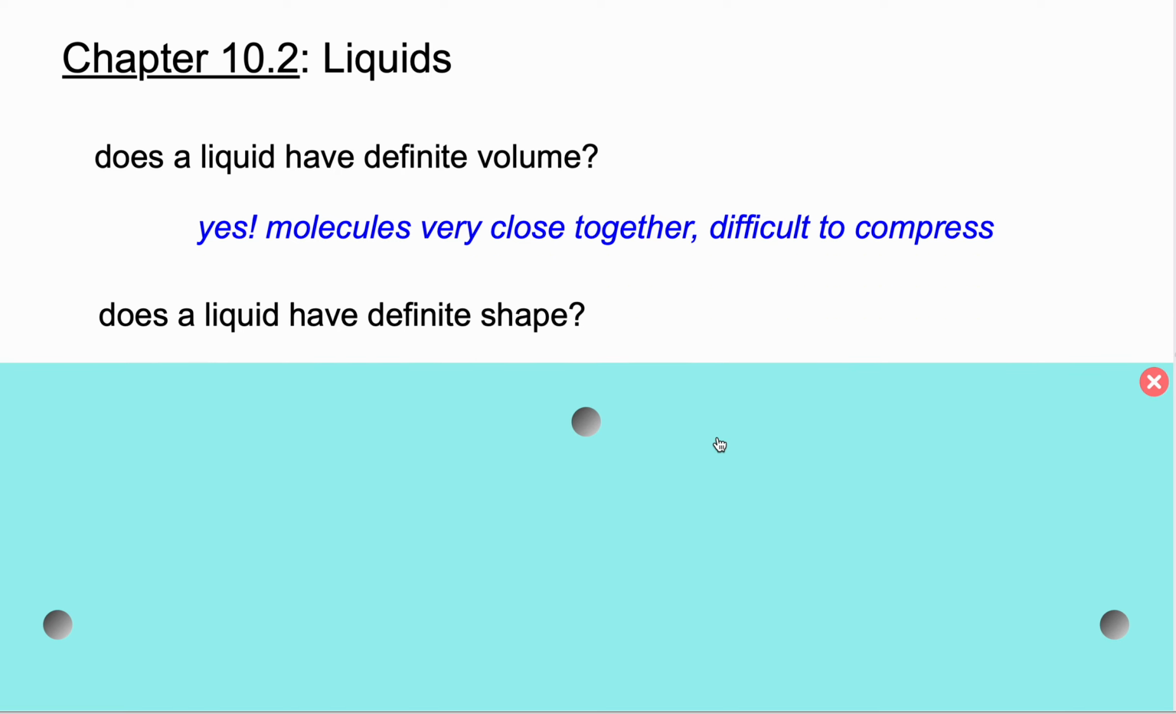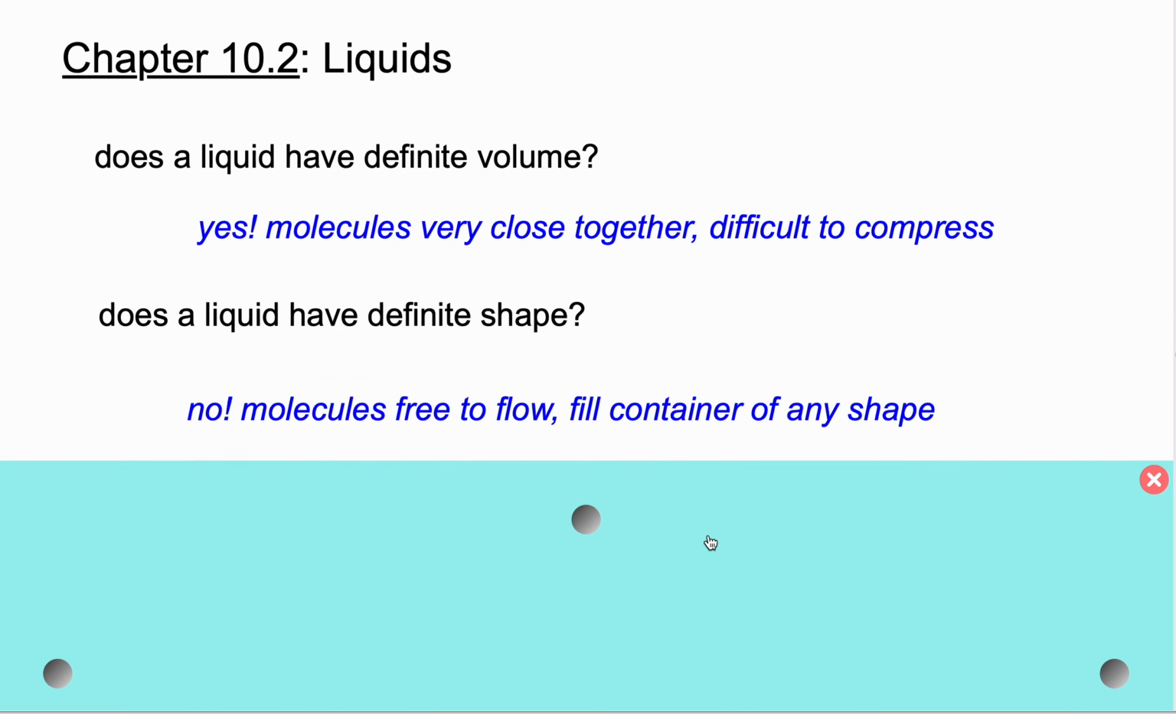Does a liquid have a definite shape? No, as you know, the molecules in a liquid, because they are free to flow past one another, can fill a container of any shape and therefore take the shape of that container.